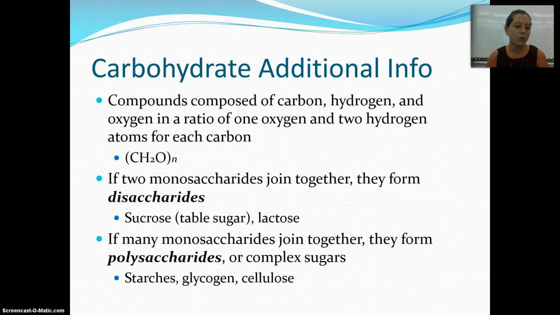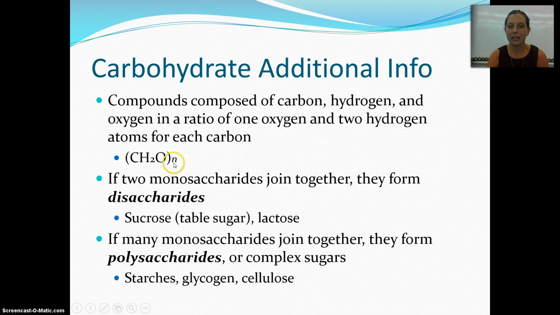So things that you might want to write down under additional info. Carbohydrates consist of carbon, hydrogen, and oxygen in a ratio of 1 oxygen and 2 hydrogen atoms for every carbon. So you can write down this little formula right here, because that's what that's saying. So for every carbon, you're going to have 2 hydrogens and 1 oxygen.